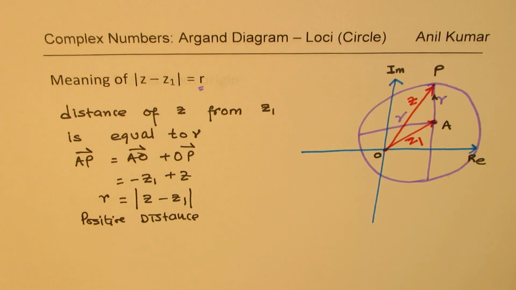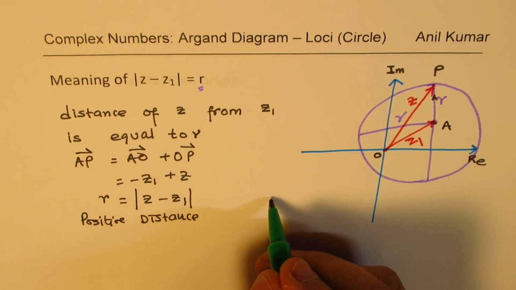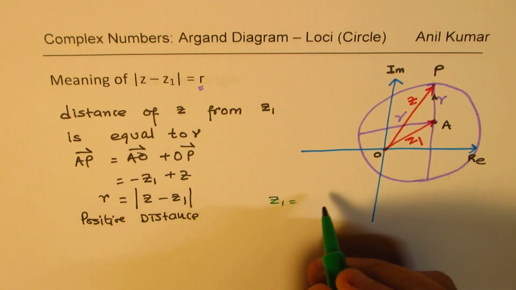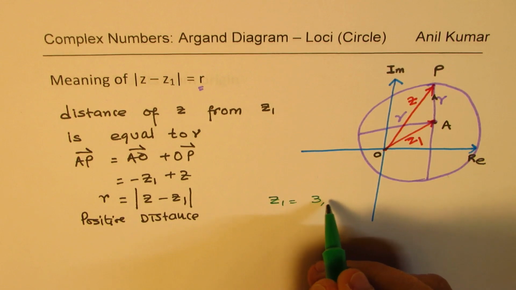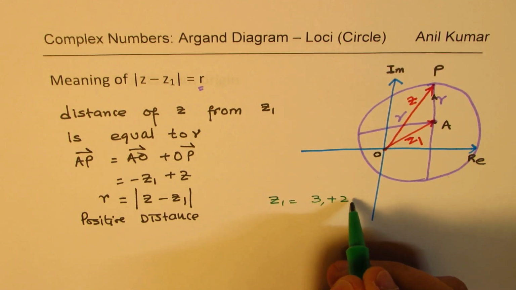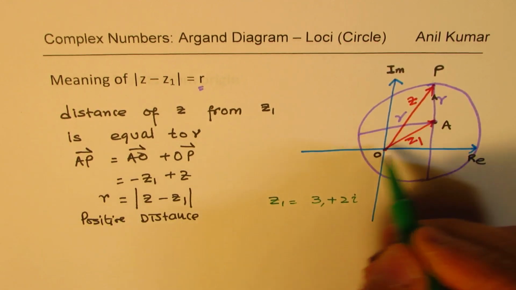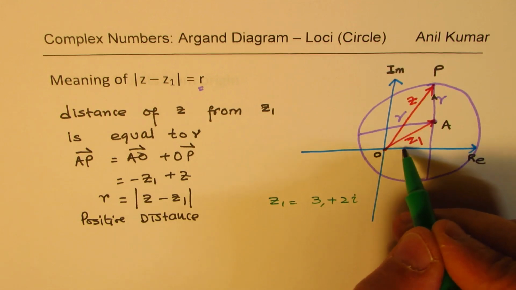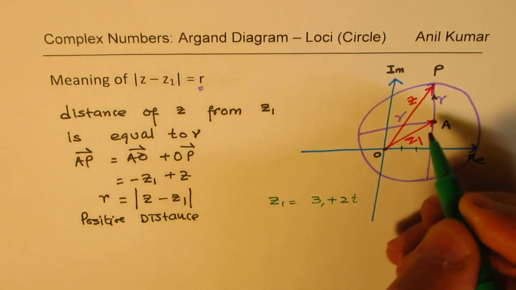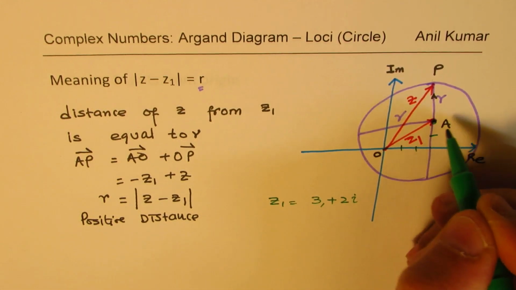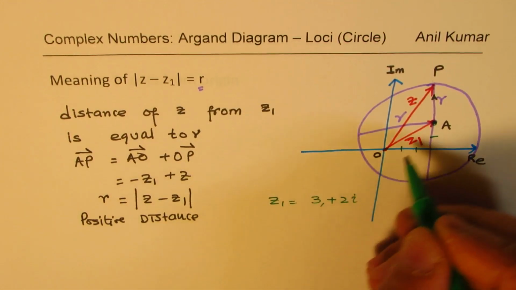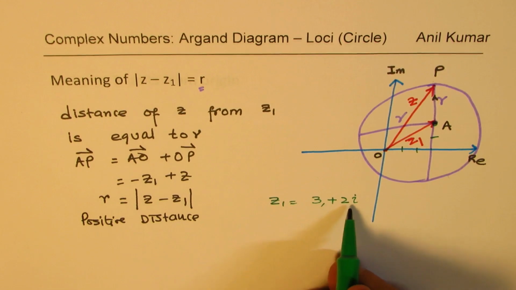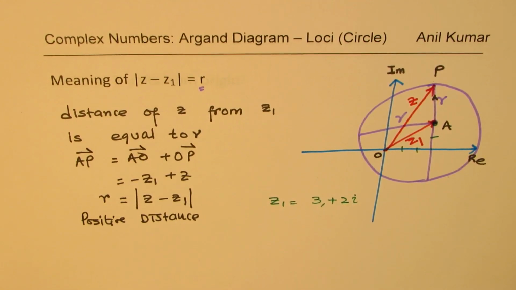Perfect. So if we have, let us say, a point Z1 as, let's call this as 3, 2, right? 3 plus 2i. So what I'm trying to say here is that we have a point which is 3 units here and 2 units up. So that point is, for me, representing Z1, which is 3 plus 2i, right?